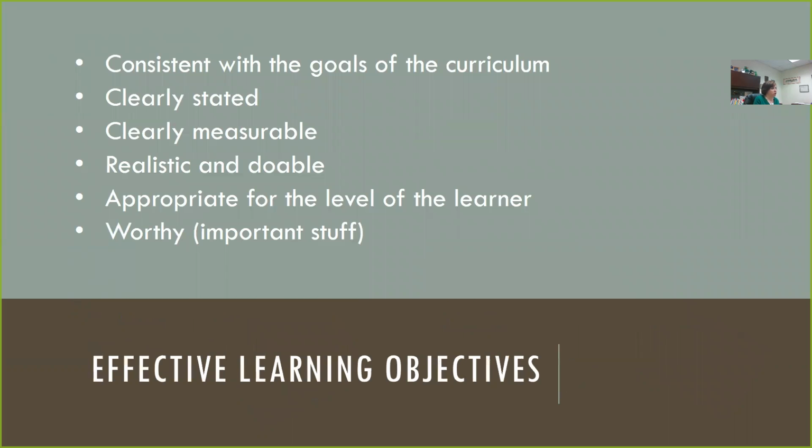Effective learning objectives really are consistent with the goals of the curriculum. They're clearly stated, clearly measurable, realistic and doable. You want to make sure they're appropriate for the level of the learner, and that they're worthy, that it's important stuff. Because we all know that when we ask a young person to do something, it needs to have purpose to them. They need to feel like it's important.